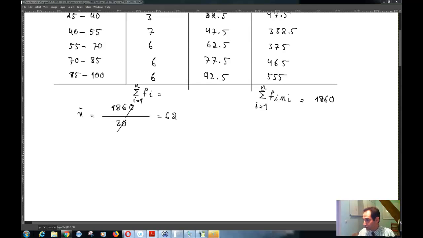Now this method, by the way, is called the direct method. Let me write it down here. This is called the direct method.